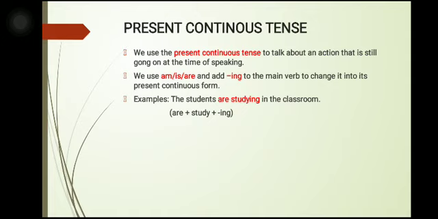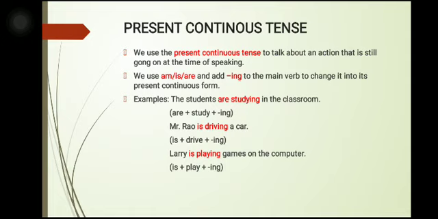Let us see an example. See, the students dash in the classroom. So now students are plural. So what shall we use? We shall use are. And study plus ing. So it would be studying. Mr. Rao is driving a car. Mr. Rao is a singular person, so we will use is plus drive plus ing. Now when we are using ing to the word drive, we have to remove e. Larry is playing games on the computer. Because Larry is a singular person, we will use is and play plus ing, so it would be playing.